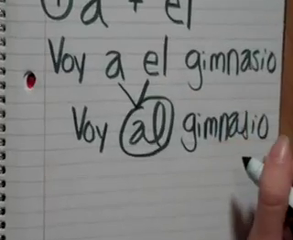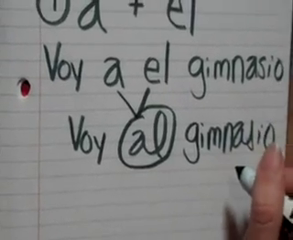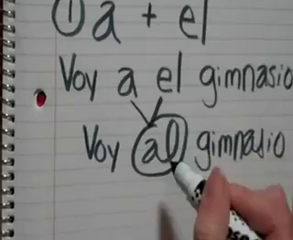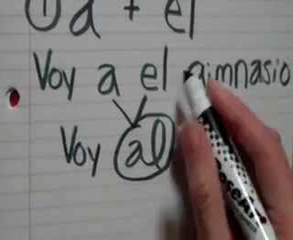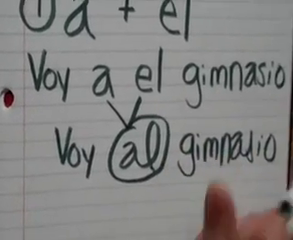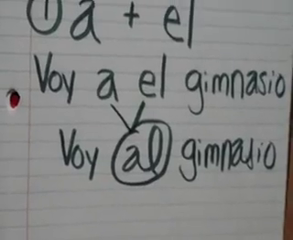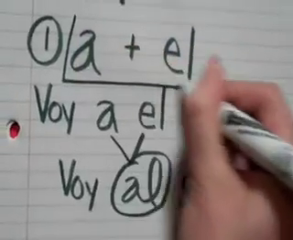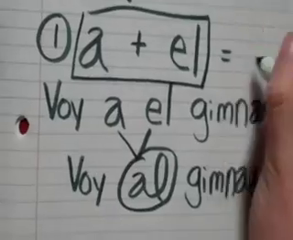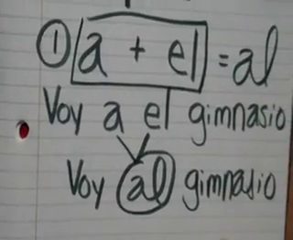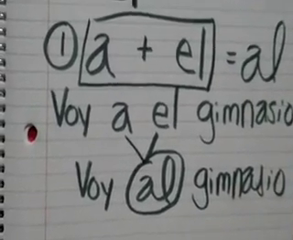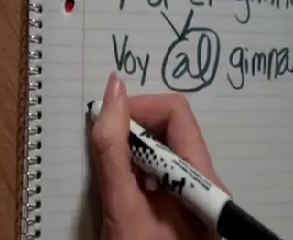And you'll notice that in English, we use apostrophes when we join two words together, but in Spanish they don't. They just drop one of the letters, combine them, and it becomes a brand new word. So al, which is a plus el, equals al. That is our first contraction in Spanish. And like I said, there are only two.